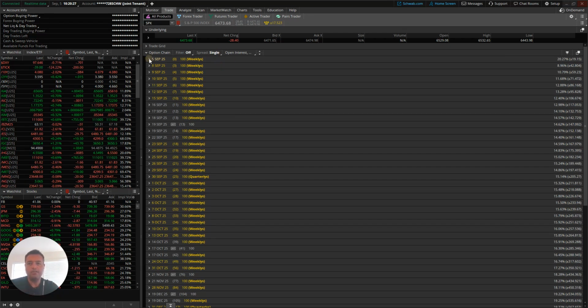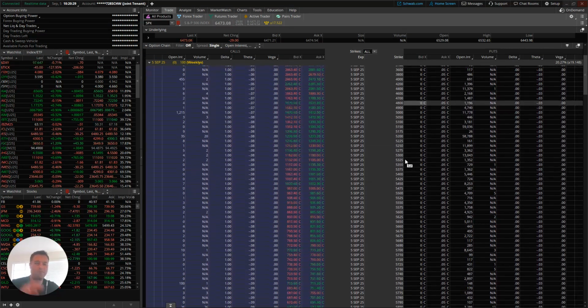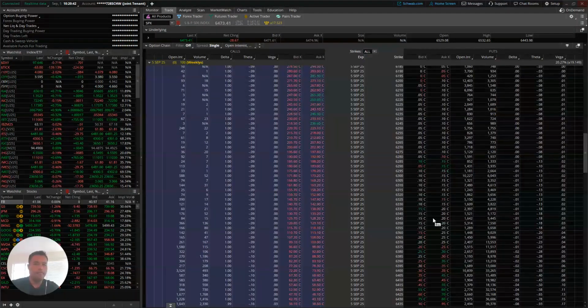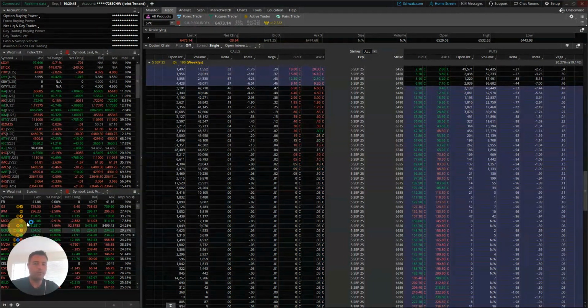Anyway, 0DTEs, open the chain up. We saw the volatility. Markets are down today quite a bit, and S&P 500 futures are down 30 points. I think the job number came out lower than expected. That's what's driving the market right now. Look at the open interest and volume here as well. So keep an eye on these numbers. These are very important here.